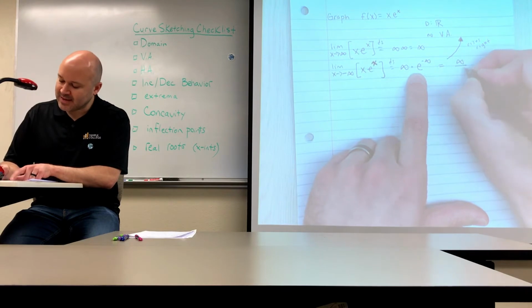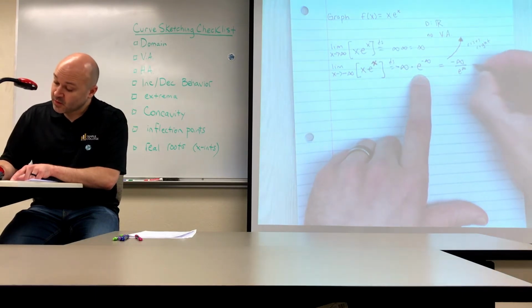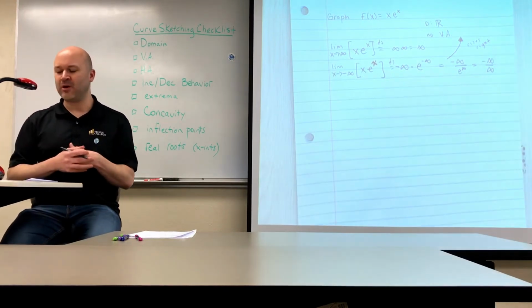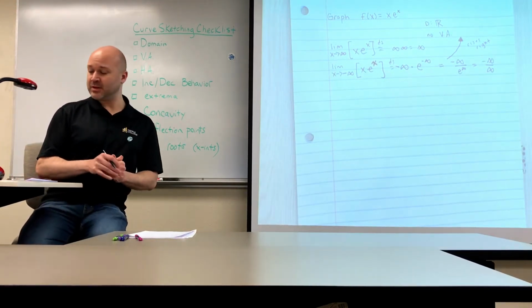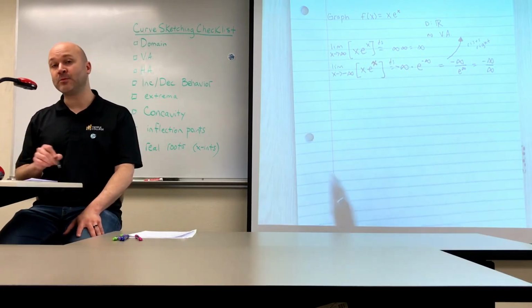I'm going to put that e to the infinite power down below. Oh, that's a negative infinity. So I'm getting negative infinity over infinity, which is one of those ratio indeterminates. Not quite sure what's going on here. So I'm going to apply L'Hopital's rule.